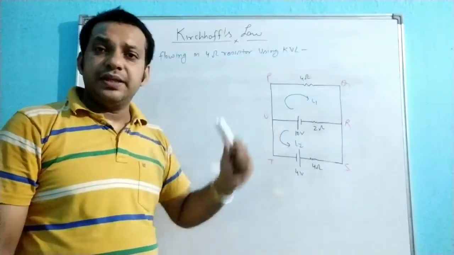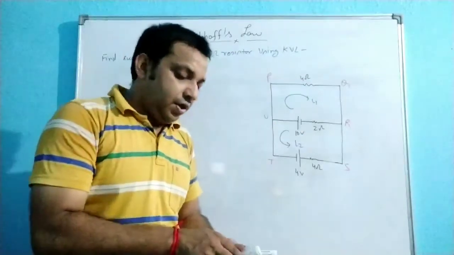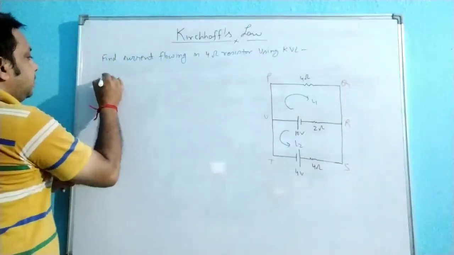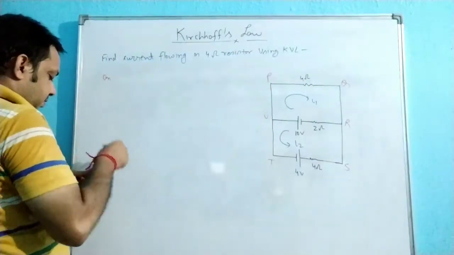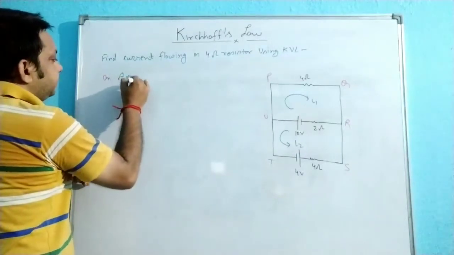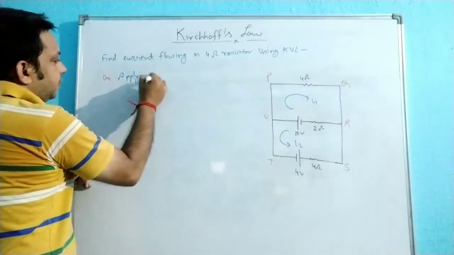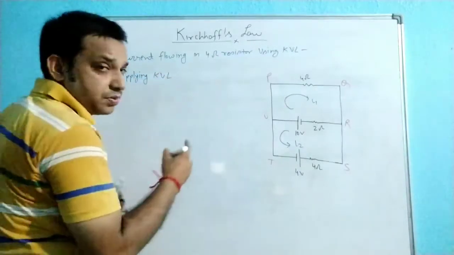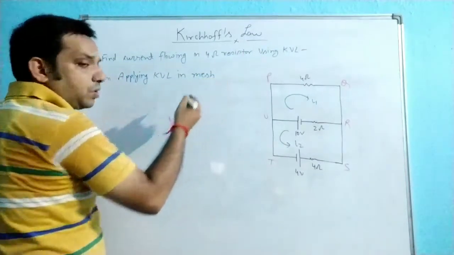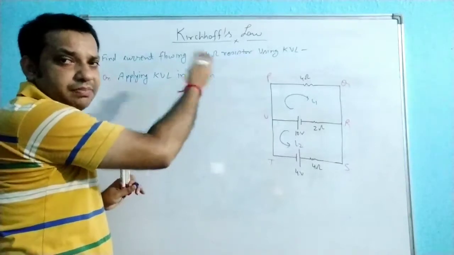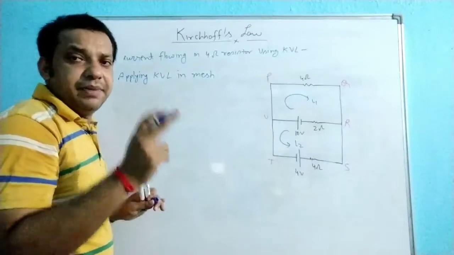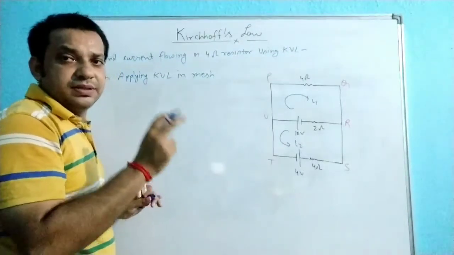Now just apply the KVL in the different meshes. I am applying the KVL in mesh 1. Applying KVL, Kirchhoff's voltage law, in the mesh, or you can also name it the loop. I already mentioned mesh and loop are both the same. The only difference is that a mesh is the shortest loop. Right? Mesh is the shortest loop.